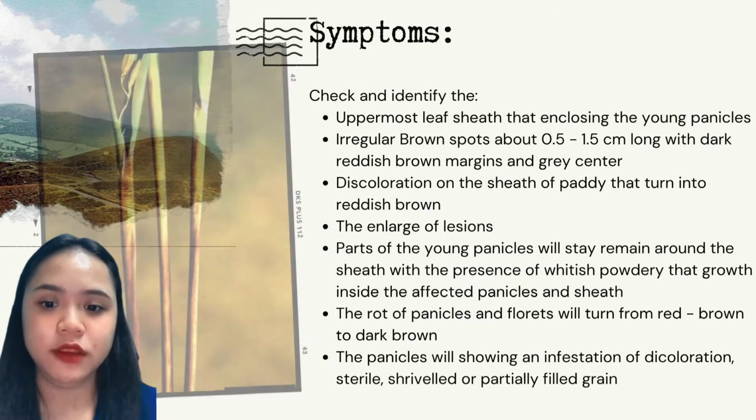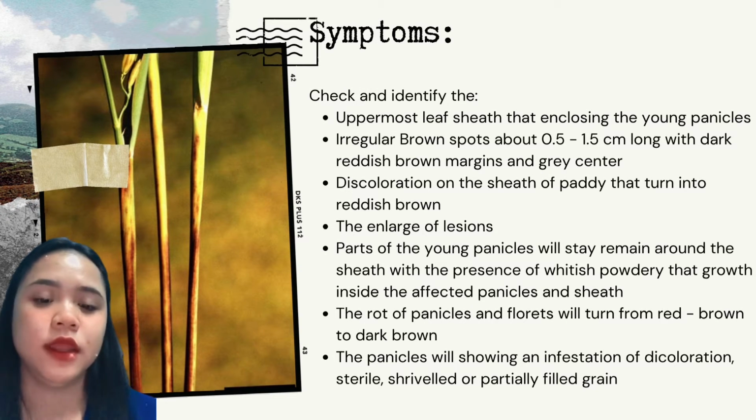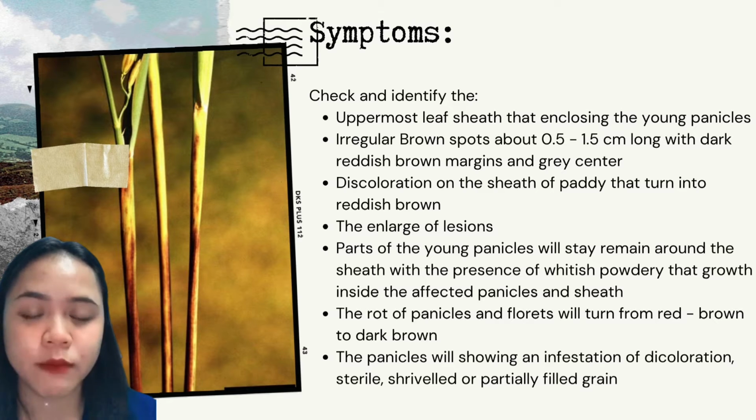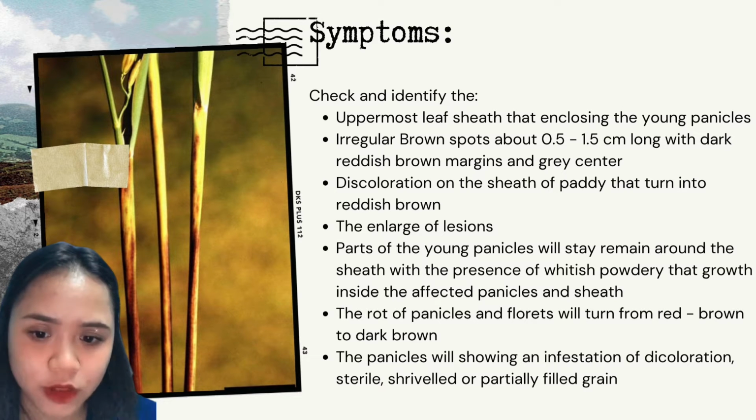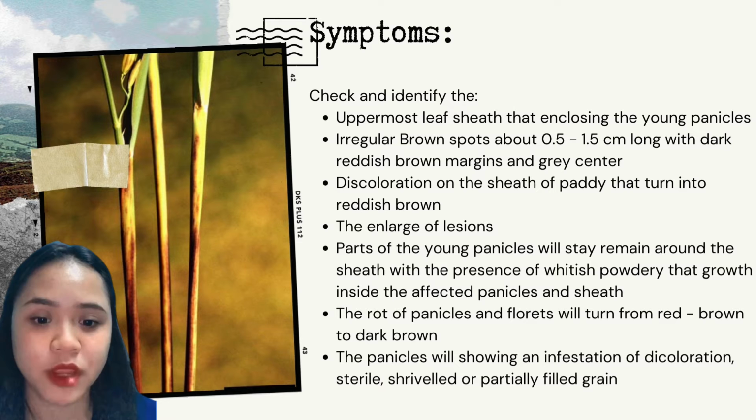Next, I'll be sharing the further symptoms of the infestation. It can be checked and identified by the uppermost leaf sheath enclosing the young panicles. There are also irregular brown spots about 0.5 to 1.5 cm long with dark reddish brown margins and gray center. There is also a discoloration beneath the sheath of the paddy that turns reddish brown, and the enlargement of the lesion. Meanwhile, the young panicles will still remain around the sheath with the presence of whitish powder that grows inside the affected panicles and sheath.